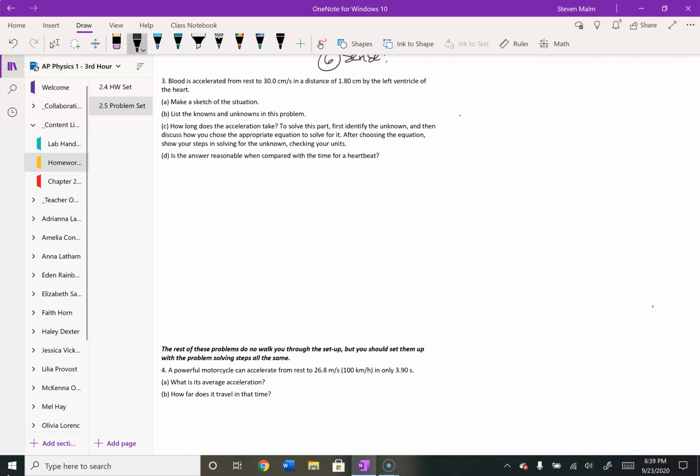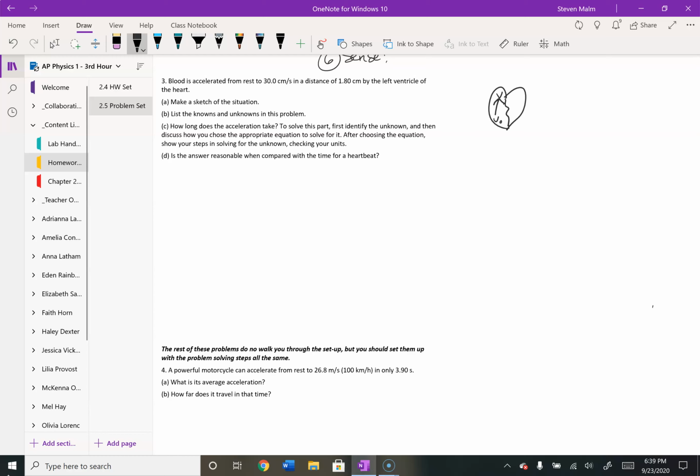Okay, so let's pretend like we're in a ventricle of the heart. Don't come at me about this. All right, so it says in a distance of 1.8 centimeters, blood is accelerated from rest, so 0, to 30 centimeters per second, which is going to be our V final, at a certain distance.